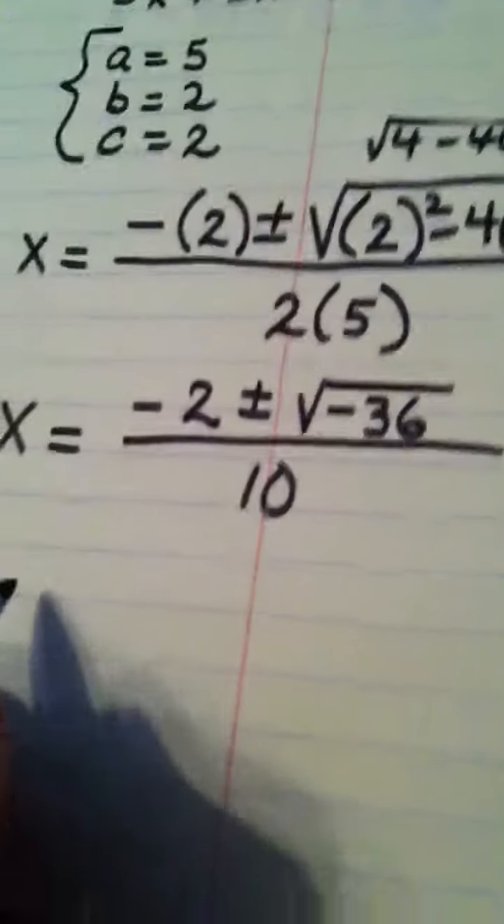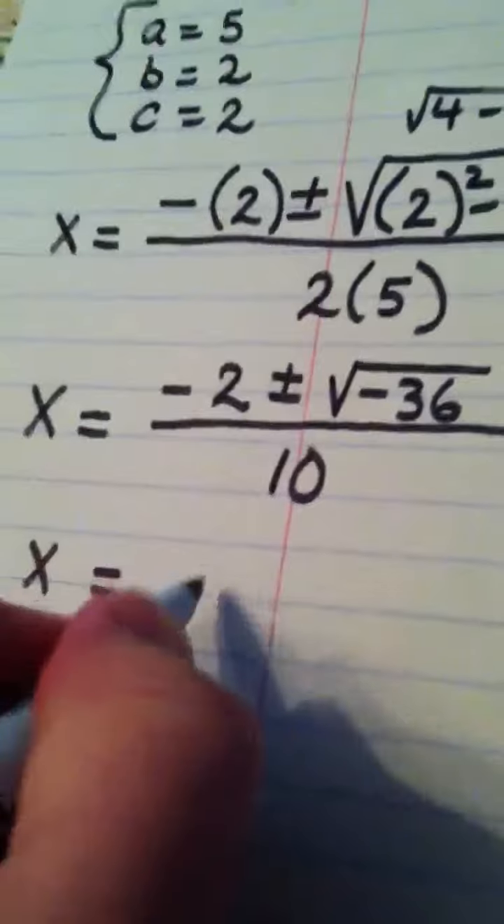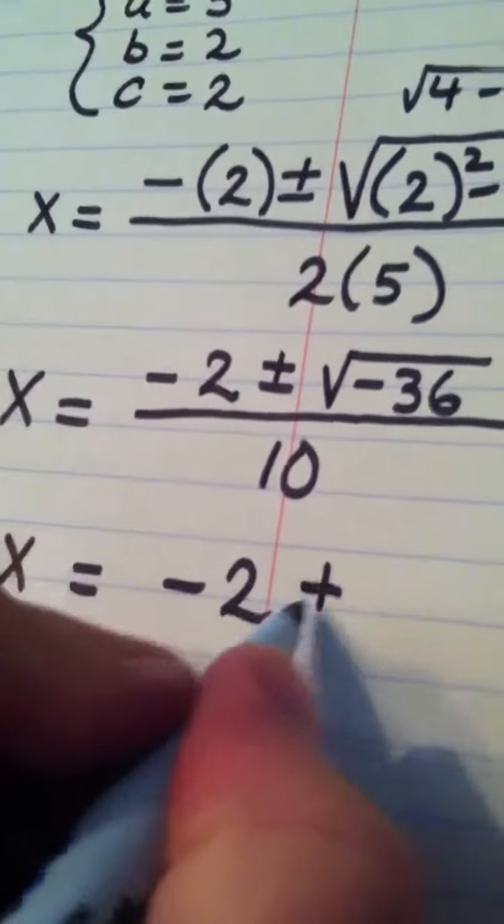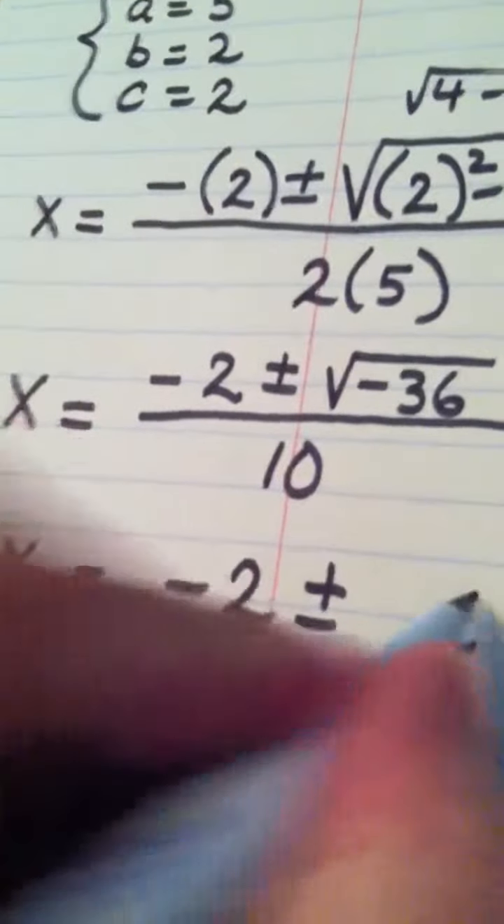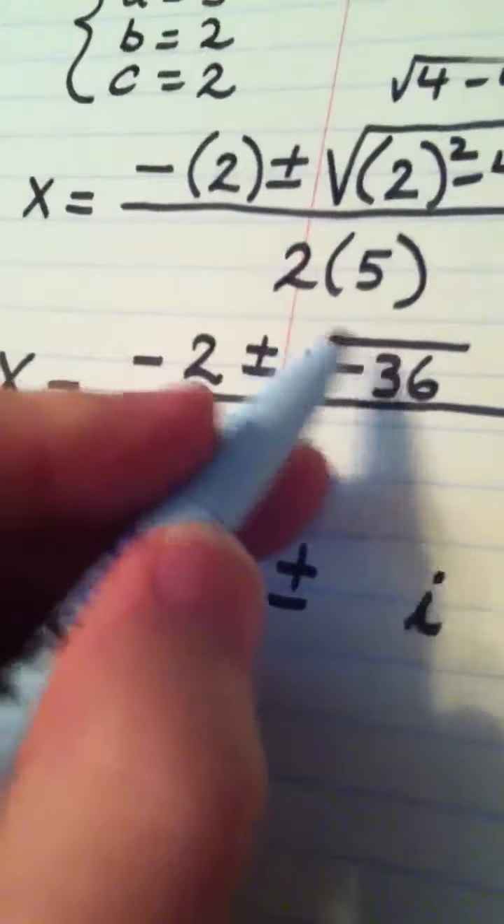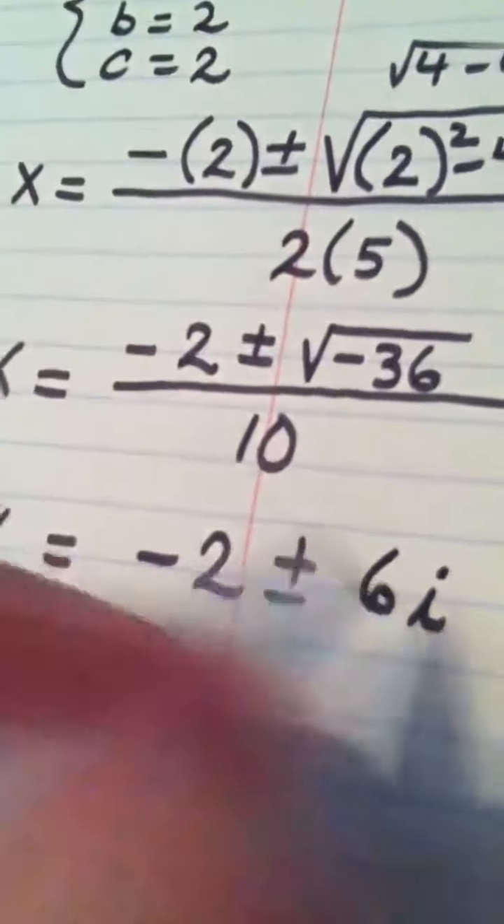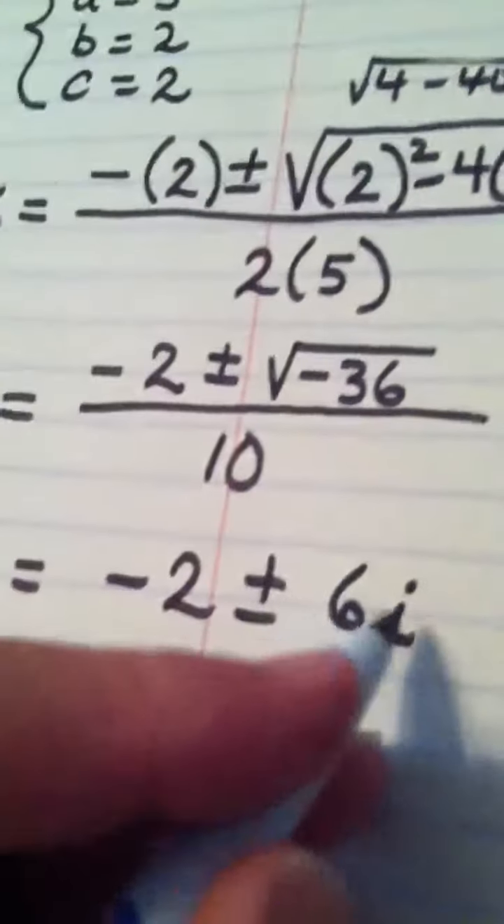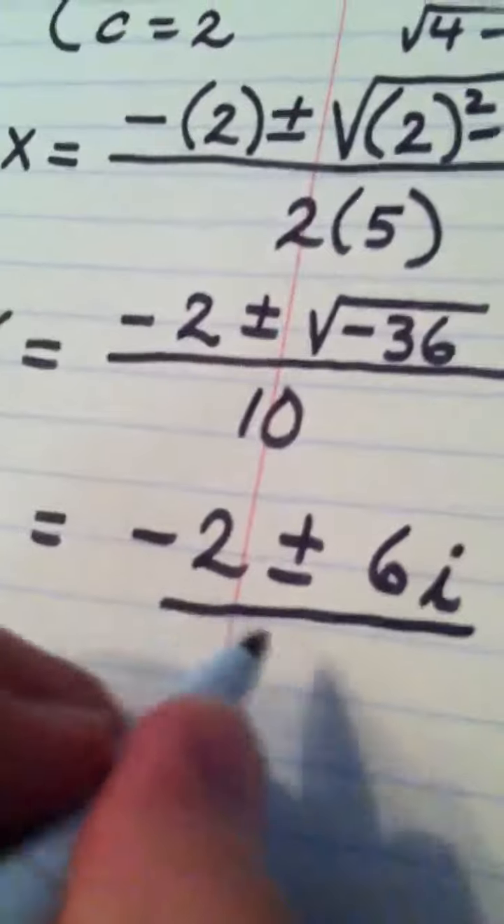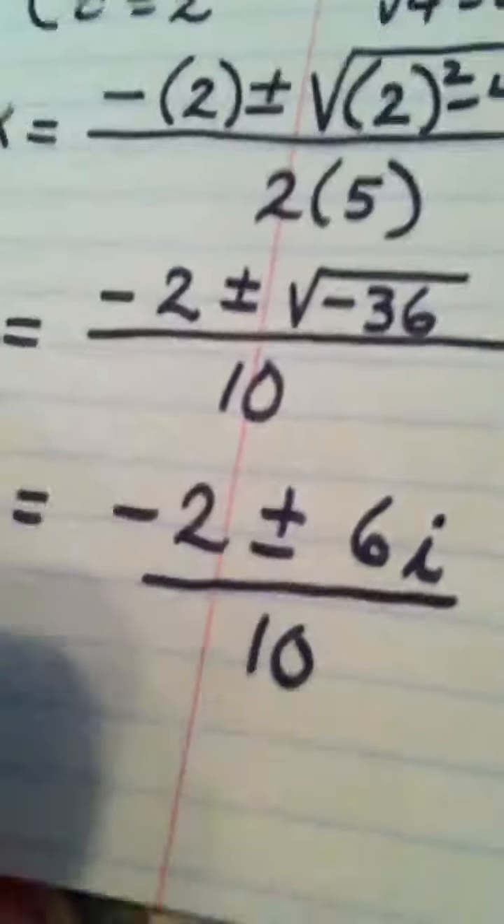Now, hopefully your brain's clicking in here, and you're realizing that when you have a negative under the square root, you're going to come up with i. And of course, the square root of 36 by itself would just be 6. But because of the negative under the radical, it is 6i. And in the denominator, we have 10.